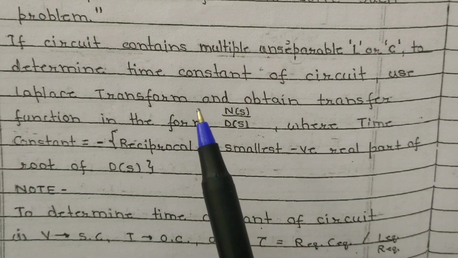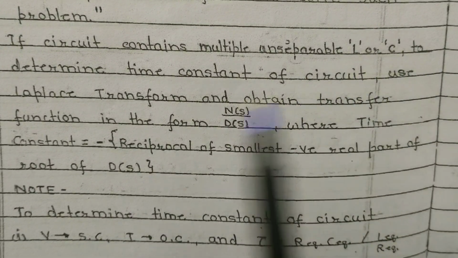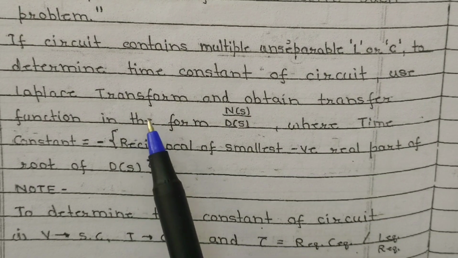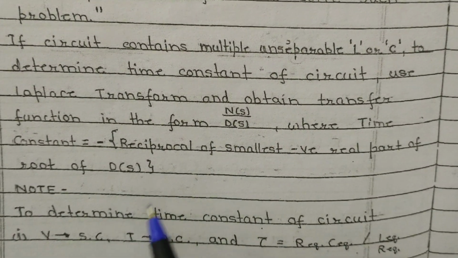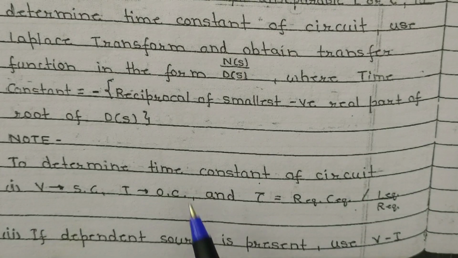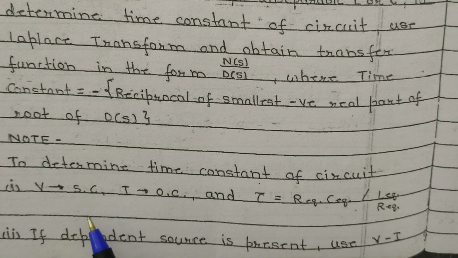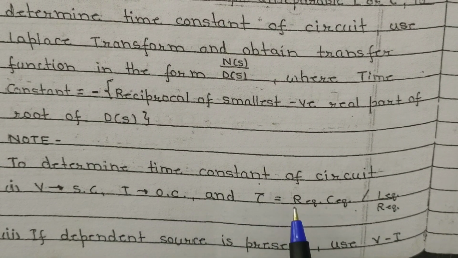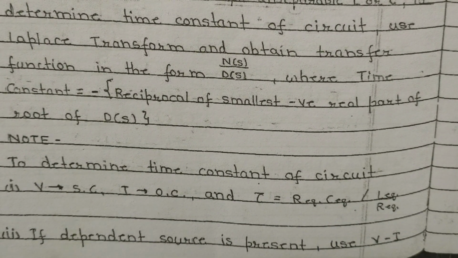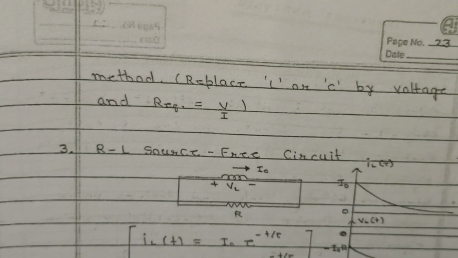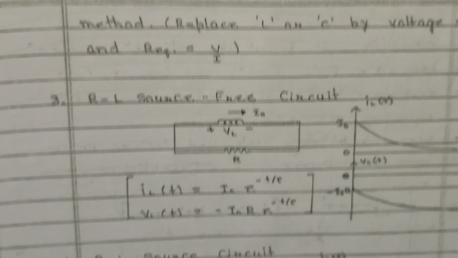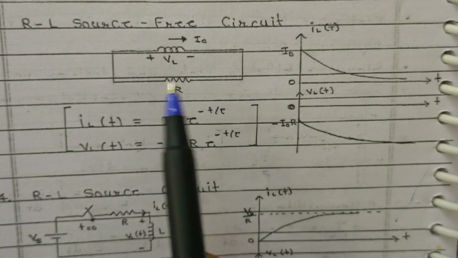If the circuit contains multiple inseparable L or C, to determine the time constant of the circuit, use the Laplace transform and obtain the function in the form of numerator by denominator. To determine the time constant of a circuit, short circuit the voltage source and open circuit the current source. The time constant is R equivalent into C equivalent, or L equivalent by R equivalent. If a dependent source is present, use the VI method. Study these important things.